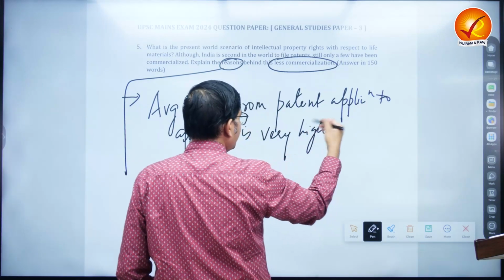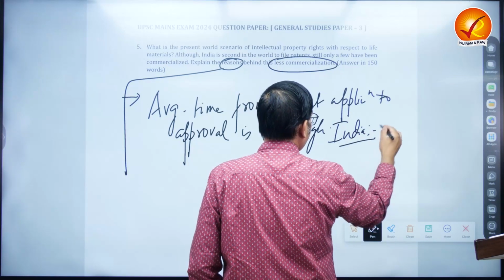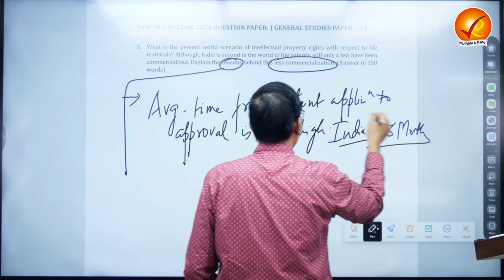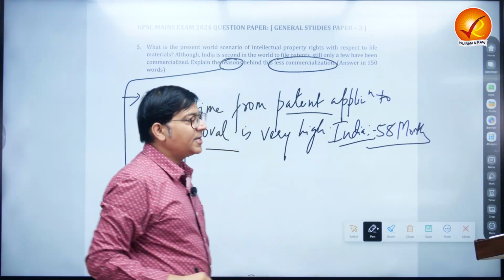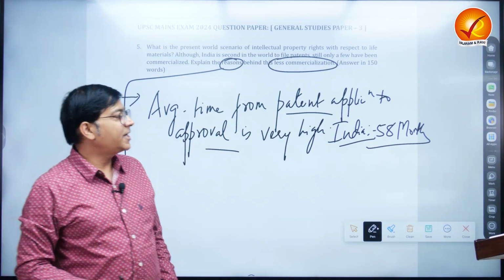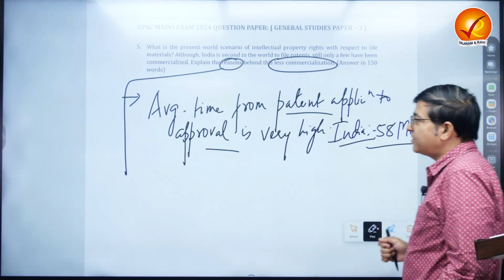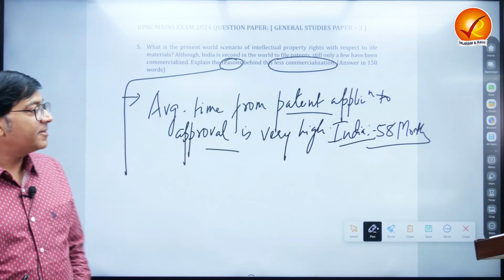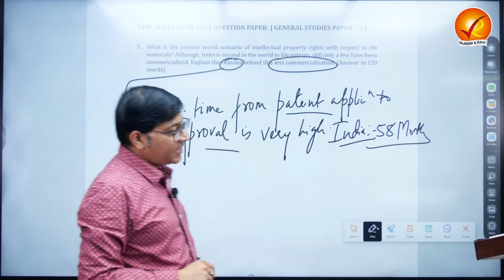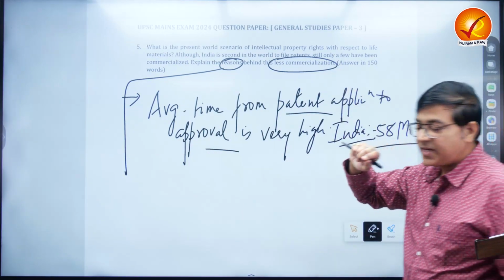You can quote some data if you remember. For example, in India, it takes on an average 58 months, roughly 5 years, between applying for patent to get the final approval. This is roughly 3 times that of US, China, etc. In countries like US and China, around 20-21 months is taken. So you can compare that. In cases like Japan, South Korea, it is even less, around 15 months. So this can be taken as one of the biggest roadblocks to the commercialization of the patents or IPR.